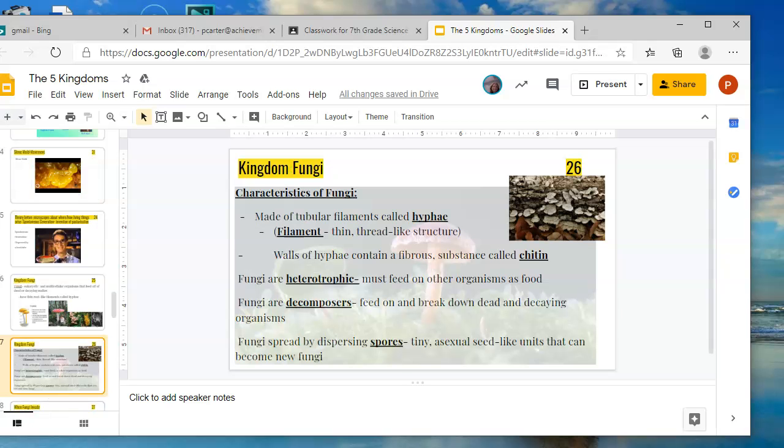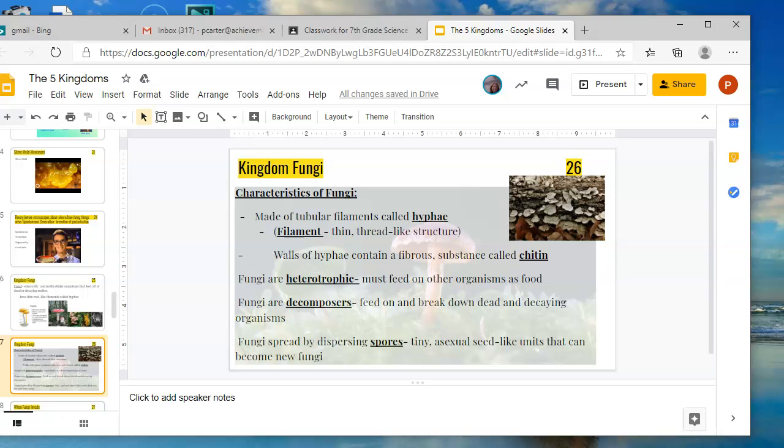Characteristics of fungi: made of tubular filaments called hyphae. The filament, a thin thread-like structure. Walls of hyphae contain a fibrous substance called chitin. Fungi are heterotrophic, must feed on other organisms as food.